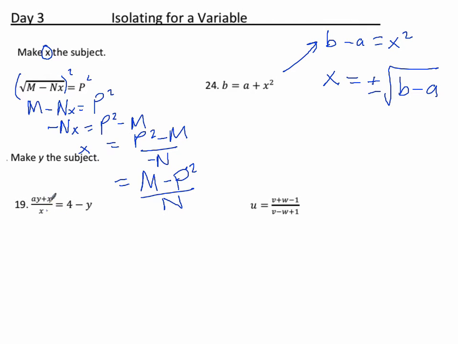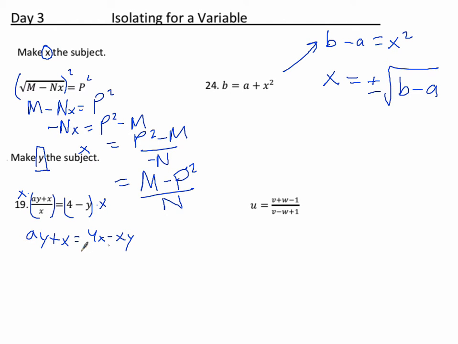Okay, next one, we got x in two different locations here. Oh, sorry, we're solving for y in this case. So, oh yeah, we do have y in two different locations. But in general, when you have a fraction, you want to get rid of that first. So we'll multiply by x. We'll get ay plus x equals 4x minus xy.